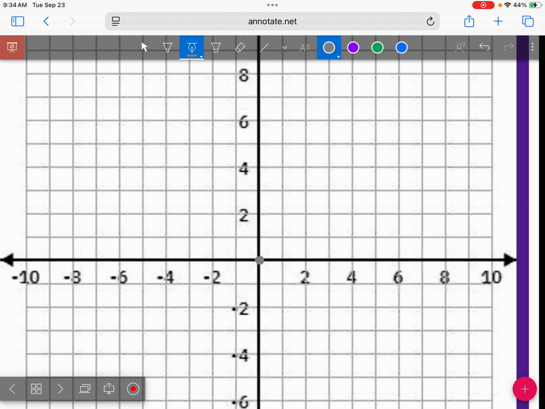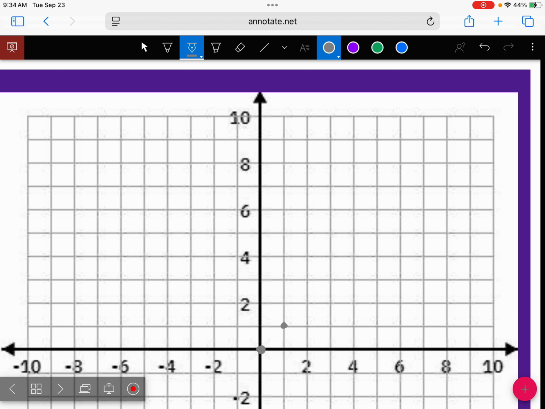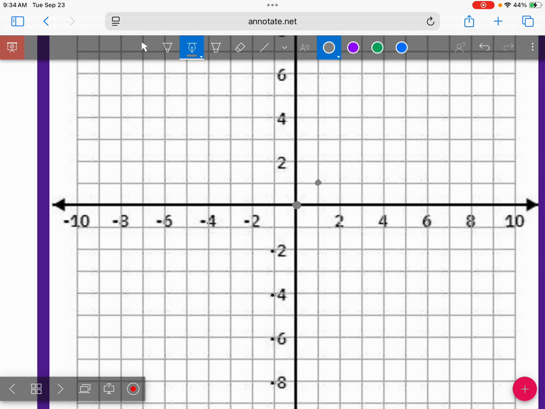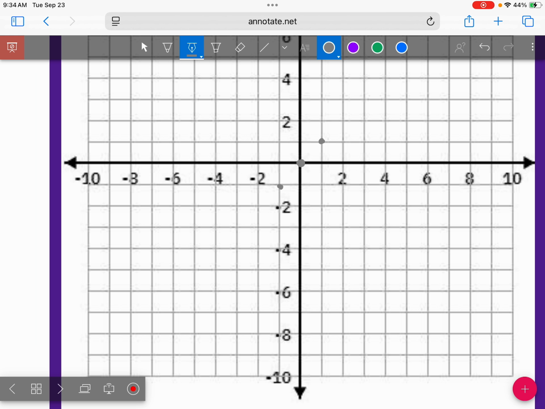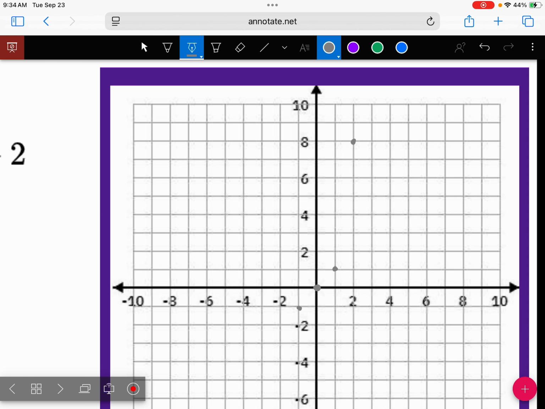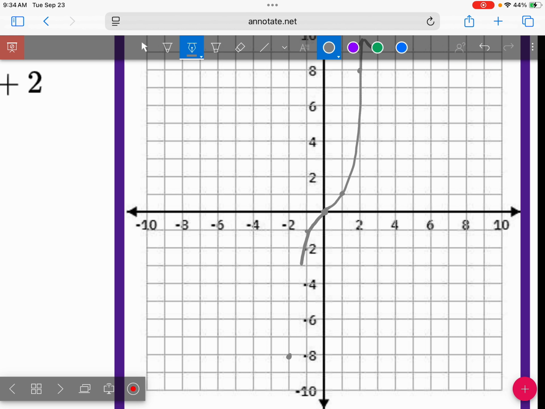So if we were to sketch our parent function up here, again, you don't have to. If it helps you, great. If it doesn't help you, don't do it. It makes this kind of skinny looking S-curve. Looks like Spring Mill Road.